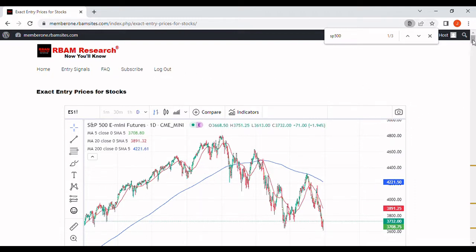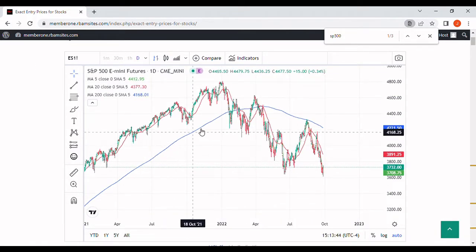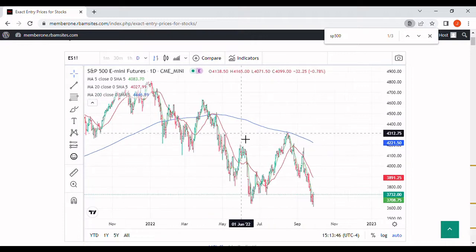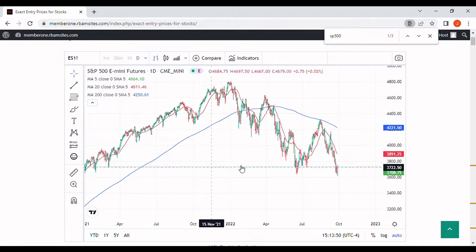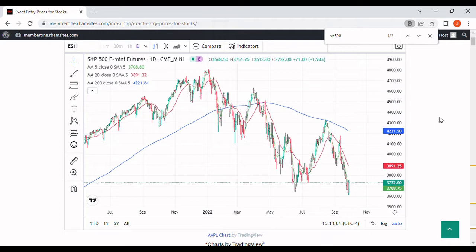We have an S&P 500 chart up here. This is a Chicago Mercantile Exchange daily chart. It's got a 200-day moving average in blue, a red 20-day moving average, and a green 5-day moving average. Now there's a lot of ways to set up support and resistance, and we'll just look at two really simple ones real quick, and then we'll compare them to the algo generated prices for the S&P 500 that RBAM Research puts out, and you can compare them for yourself and see which one you think is better.